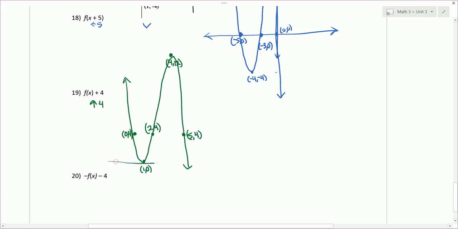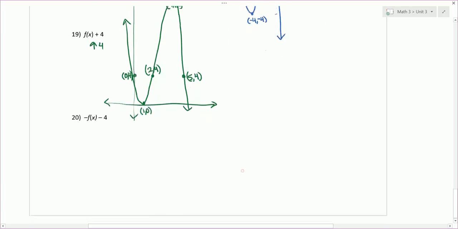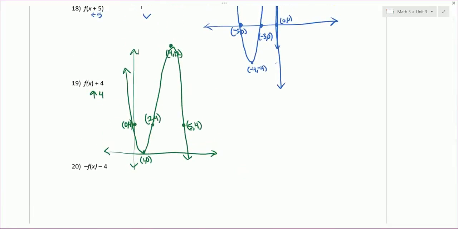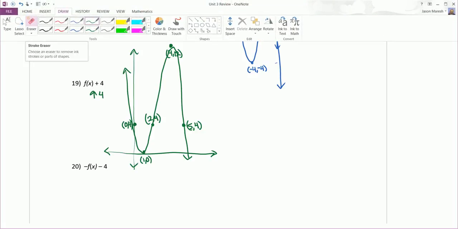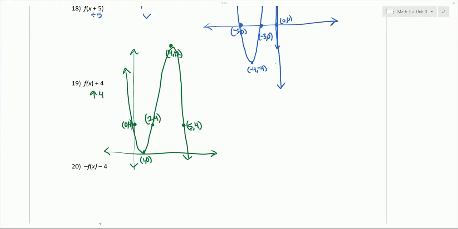Here's your x-axis. Here's your y-axis. Okay. And then the last one, 20, negative f of x minus 4. So what's happening here? So we have a negative in front of the f of x. That is a reflection about the x-axis.